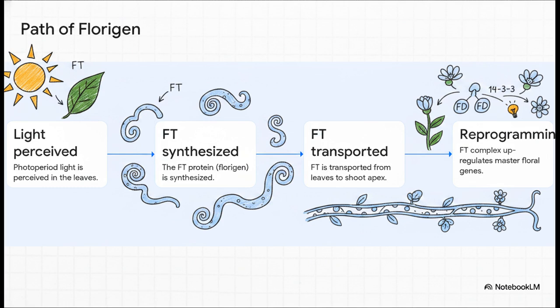Under the right long day conditions, this triggers the synthesis of a protein called FT. This is it, folks, the elusive florigen molecule that scientists literally spent decades searching for. This FT protein is physically transported through the plant's vascular system, traveling all the way up from the leaves to the shoot apex. And once it arrives at the meristem, it teams up with other proteins, like FD and 14-3-3. Together, this complex flips the master switches to begin reprogramming the stem cells.